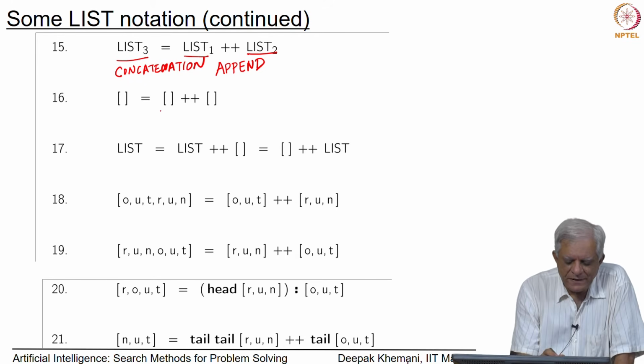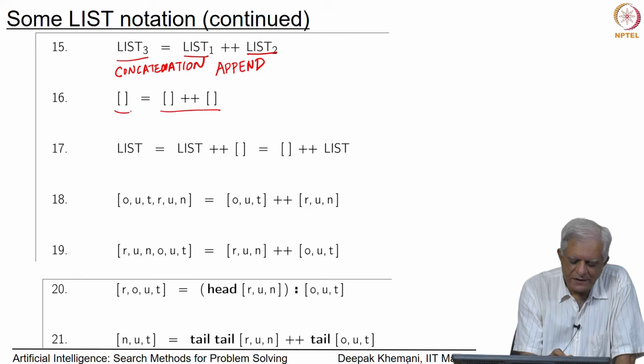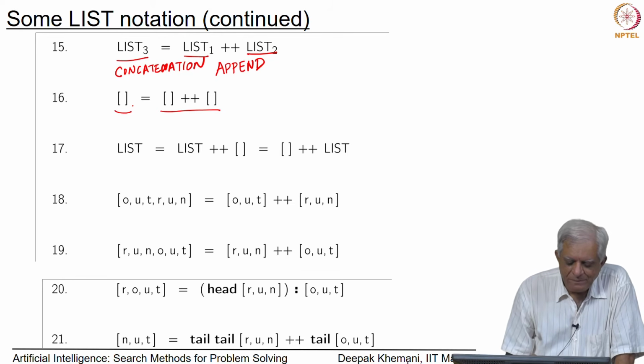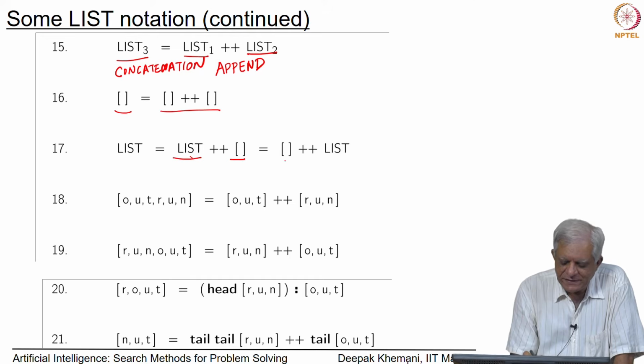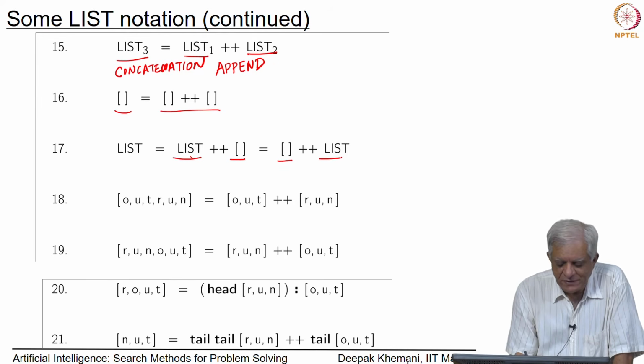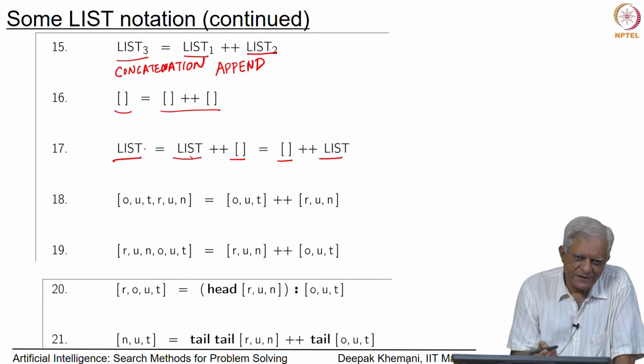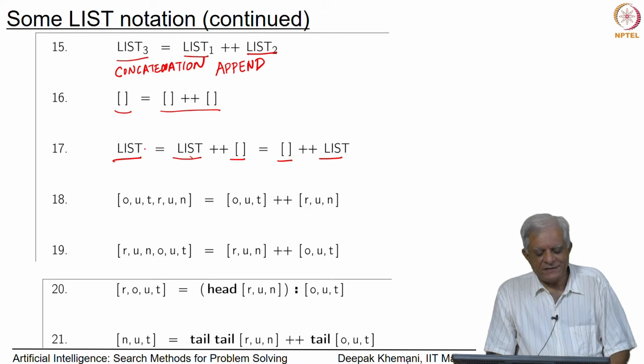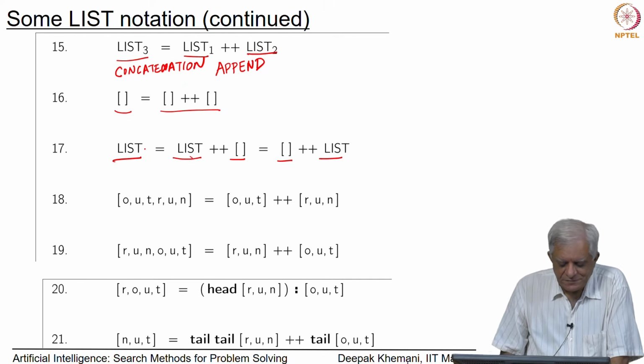If you append an empty list to an empty list, you get an empty list, which is fine. If you take any list and append it with the empty list, this is equivalent to taking an empty list and appending it to that list, and it remains the same as the list, because appending an empty list does not add anything to the list.